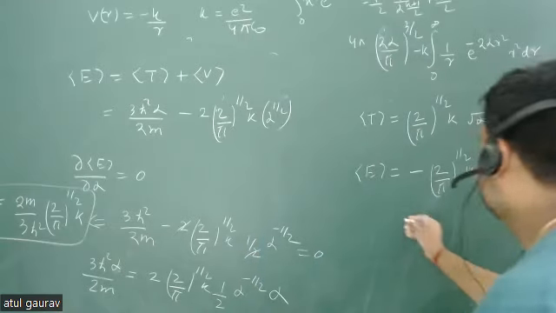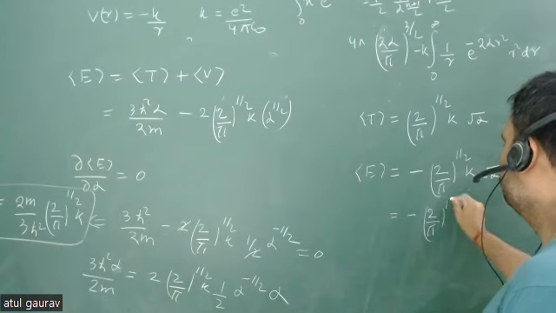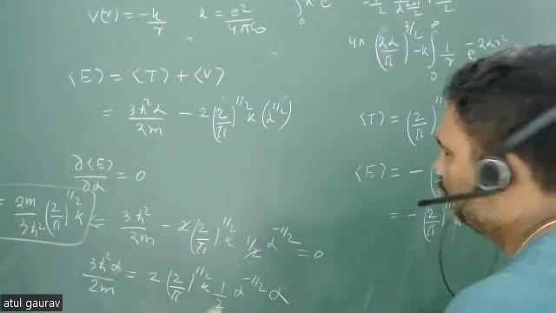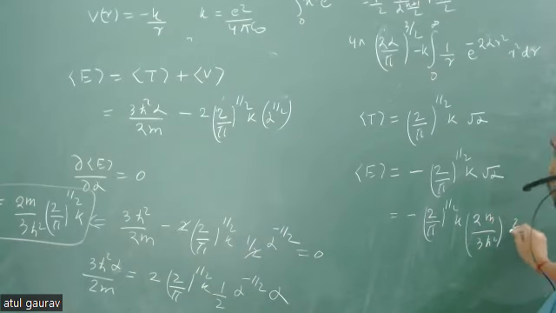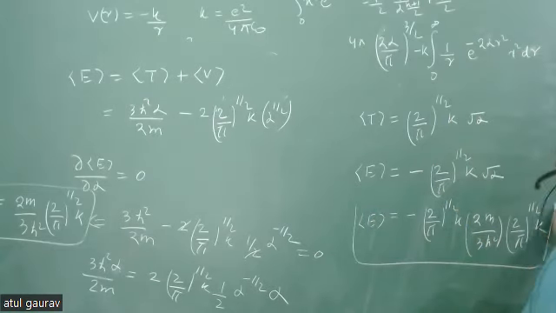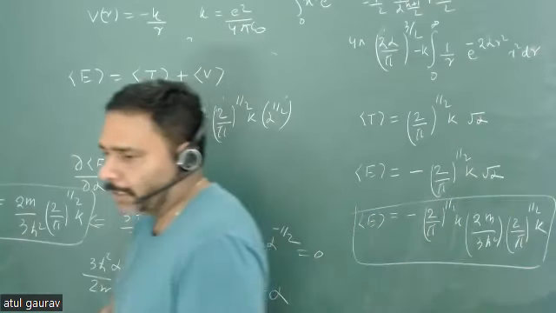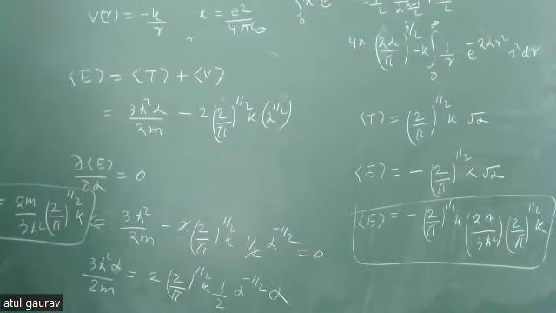Okay. So this value is minus 2 upon pi to the power 1 by 2 k. And what is your root alpha? 2m upon 3h cut square 2 by pi to the power half into k. So this is your average value of energy. Yes, it should be negative because you can see, and here you put the value of k and you can make it as compact as you want.